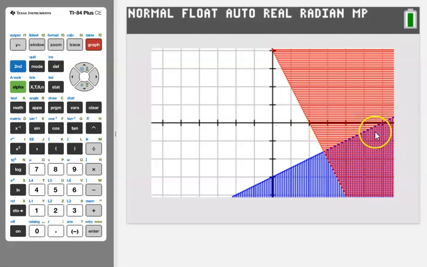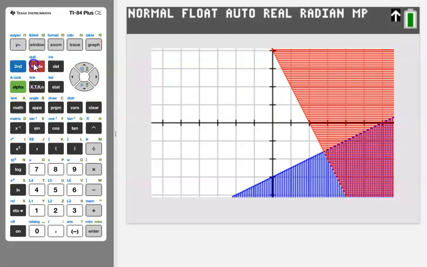6, negative 2 would be right in here. That looks like a solution. 5, negative 3, that looks like a solution. So on your handout, I've listed those three ordered pairs as possible solutions. And of course, there's infinitely many more. So just choose any ordered pair, including decimals and fractions, that are in this shaded region that overlaps in your graph. Now, to verify that those are solutions, another strategy is to use the test menu.